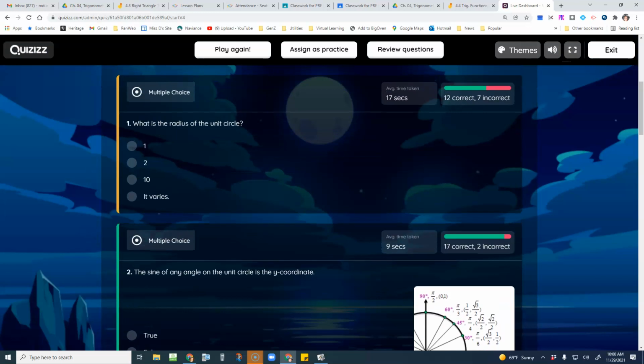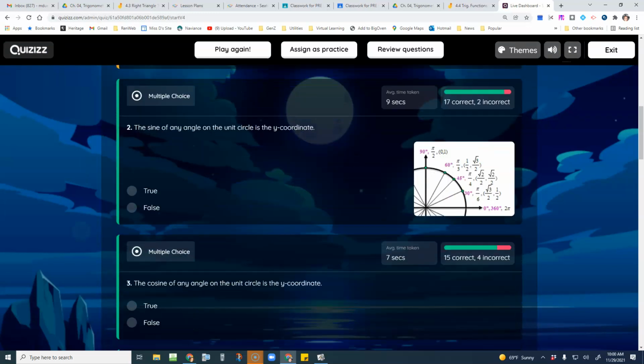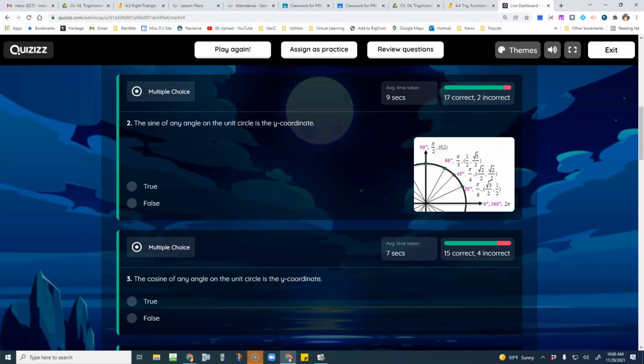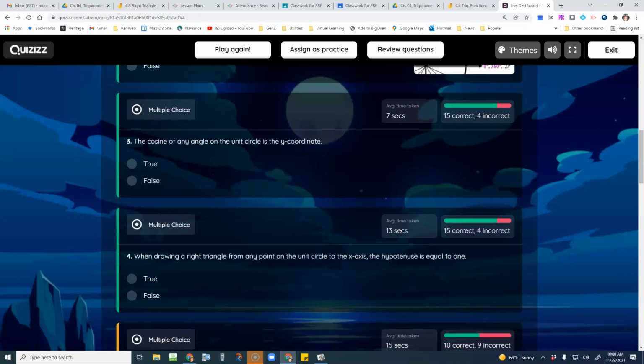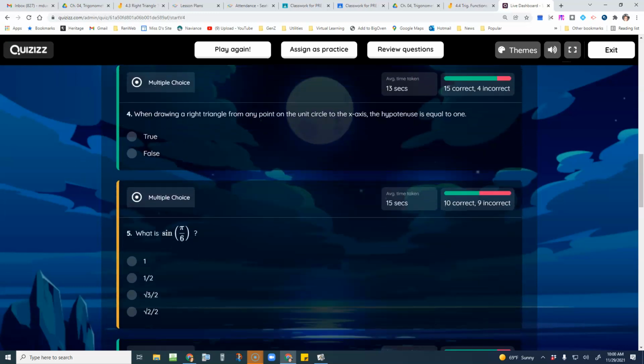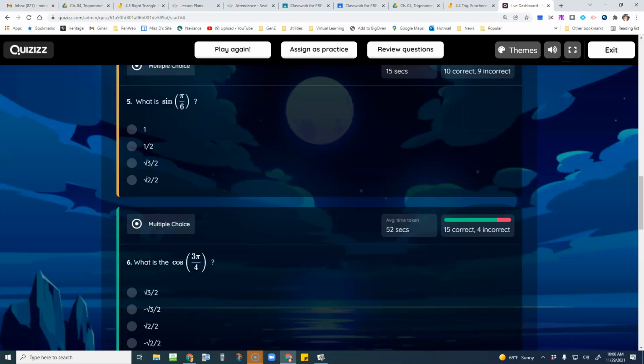The radius of the unit circle. Everybody, what is it? 1, because it's the unit circle. It's the most basic circle. Was the sine the y coordinate? Yes, y, because you could draw a triangle, and the y is the same thing as the opposite. So opposite over 1 is sine. Then the cosine, was that the one? No, because the cosine is the x. When you're drawing a right triangle at any point of the unit circle, the hypotenuse is equal to 1. Is that true or false? True, because the radius is 1, so it's the same thing.